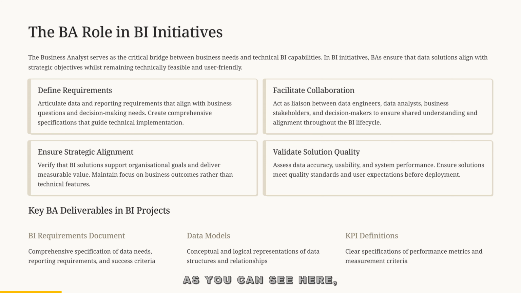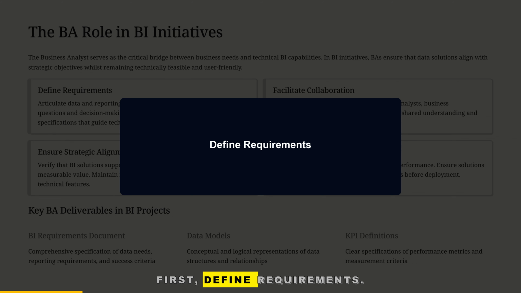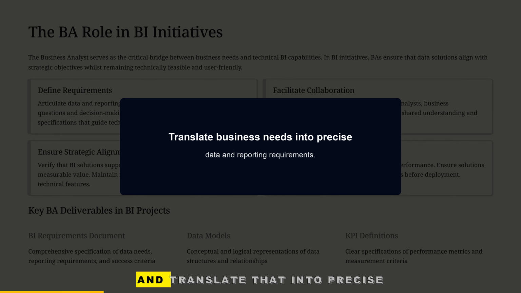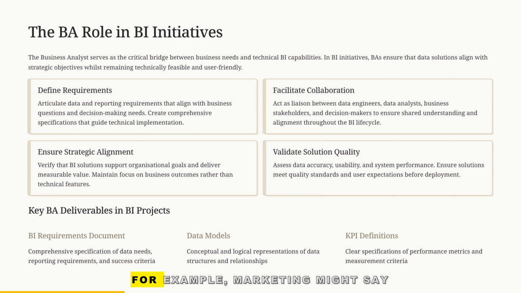As you can see here, you'll play four critical roles. First, define requirements. You identify what the business wants to know and translate that into precise data and reporting needs. For example, marketing might say, "We want to know which campaigns drive the most loyal customers." You define the metrics, data fields, and reporting views needed to answer that.